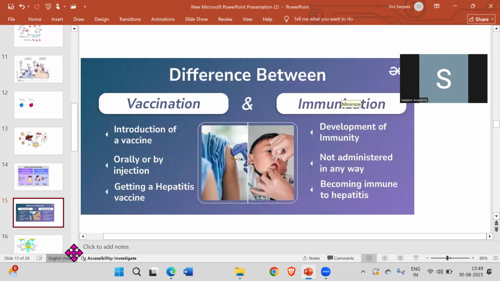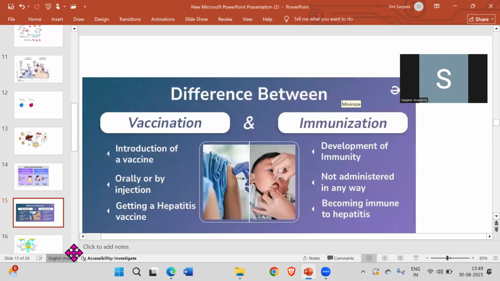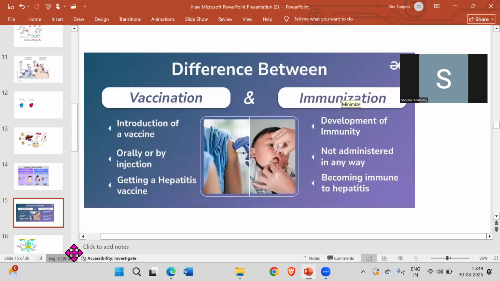Then vaccination and immunization. Now, what is the difference between the two? Here in this diagram you can clearly see, here there is an injection, and here you are directly consuming that particular thing. If I take a vaccination, this is wholly dependent upon the immune system memory. Depending upon that memory only, this will work.